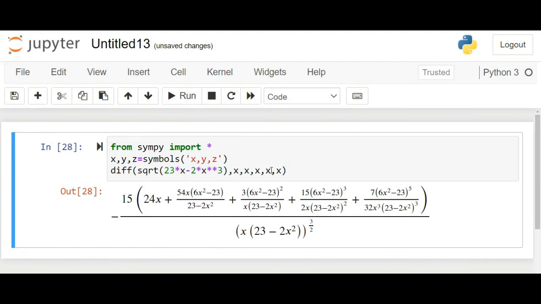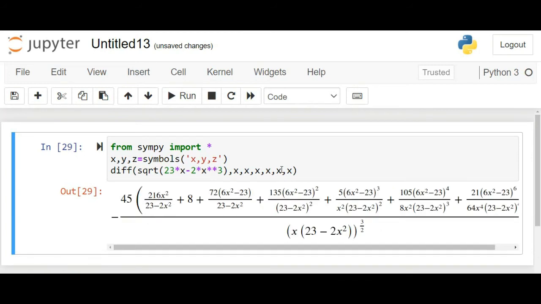Okay, and similarly we move towards the next x, this is the next derivative. So in this way we can find many derivatives of the given functions. Okay, hope you have understood.